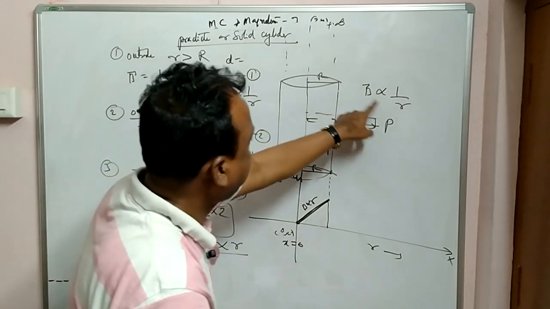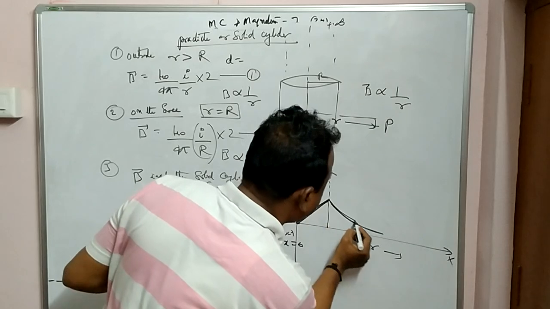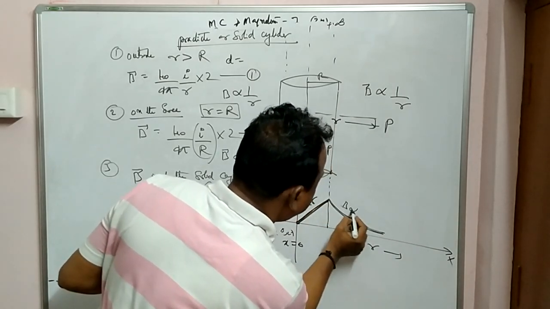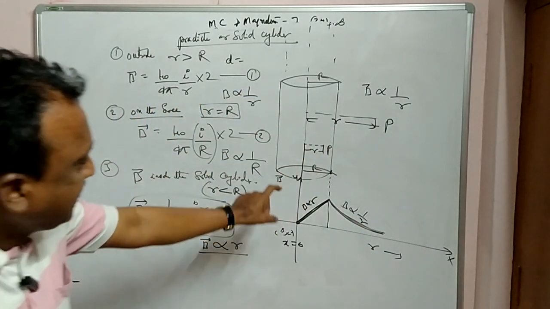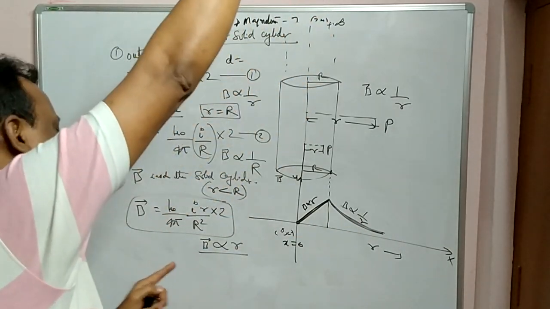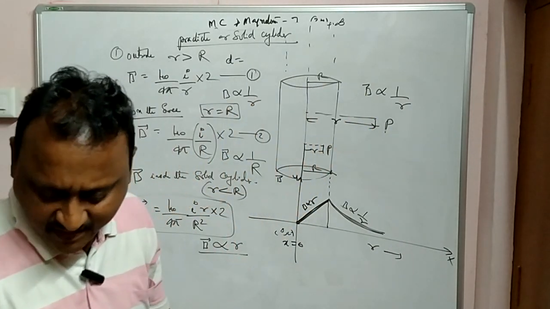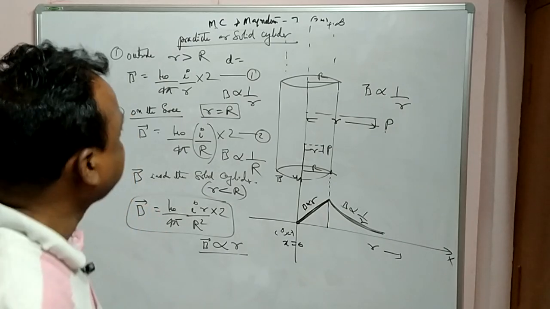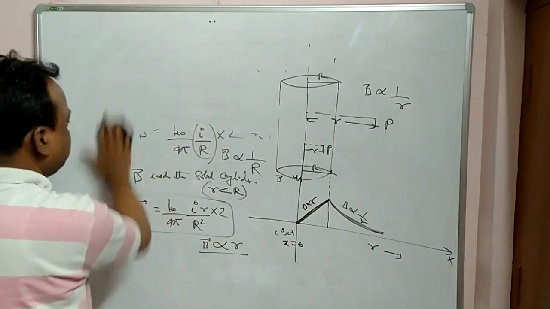Then outside and surface, the same value, decreasing. So again B is inversely proportional to r. This is the graph for the solid cylinder, B versus r. From x equal to 0 up to the surface, inside it is directly proportional, increasing, and then outside it is inversely proportional. Surface and outside are the same. So this is how you can explain it with the graph also. Try to understand the subject. It is very important from the examination point of view.